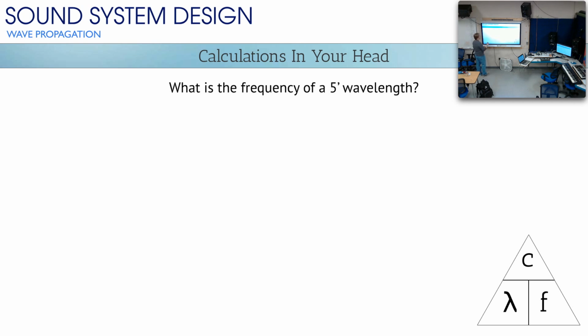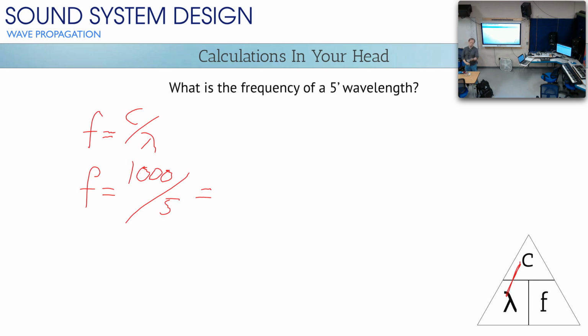Okay, so frequency of a 5-foot wavelength. Well, frequency equals speed of sound divided by wavelength. So in this case, it's frequency equals 1,000 divided by 5. What number could you have 5 of that would make 1,000? 200, right? So 200 times 5 would get you 1,000. So this would be 200 hertz. There you go.